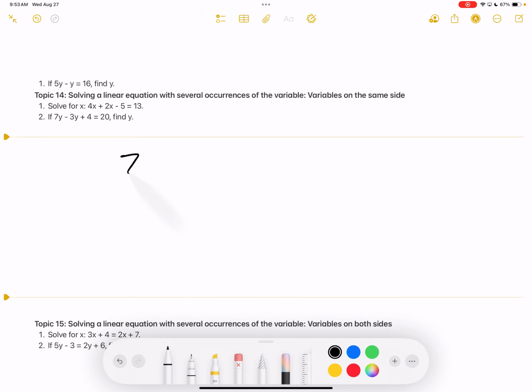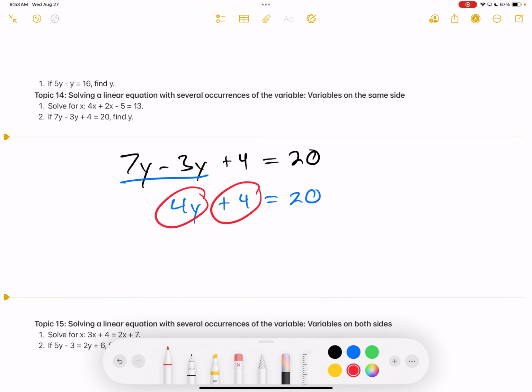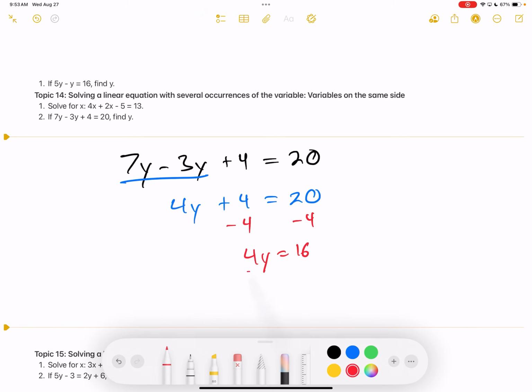So it looks like some more of that. You always want to simplify as much as you can on each side before you start moving stuff. So 7y minus 3y becomes 4y. And that's all I can simplify because this has a y and this doesn't. So now I'm stuck. I can't do anything else. Now I start moving stuff across the equal sign trying to get y by itself. I subtract 4y from both sides and divide by 4.